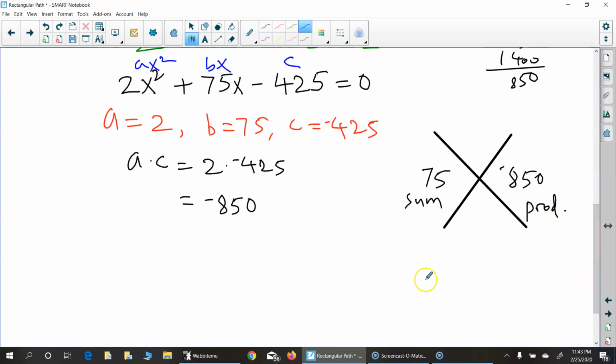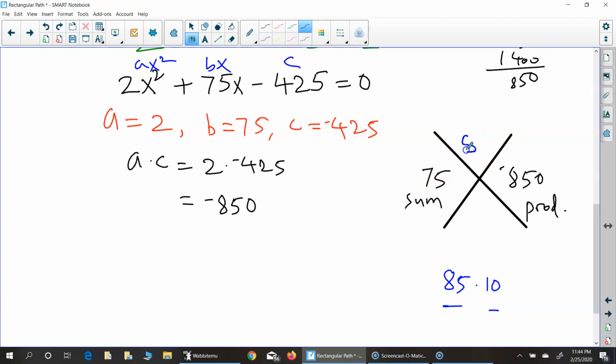850, right away you can see that 85 times 10, right? 85 times 10 is 850. And 85 minus 10 is 75. Here it's quickly you could get those factors. Sometimes you may have to just break it down further, and if you just play around with the factors, you will get your required numbers. So definitely these two are my numbers whose sum is going to be 75.